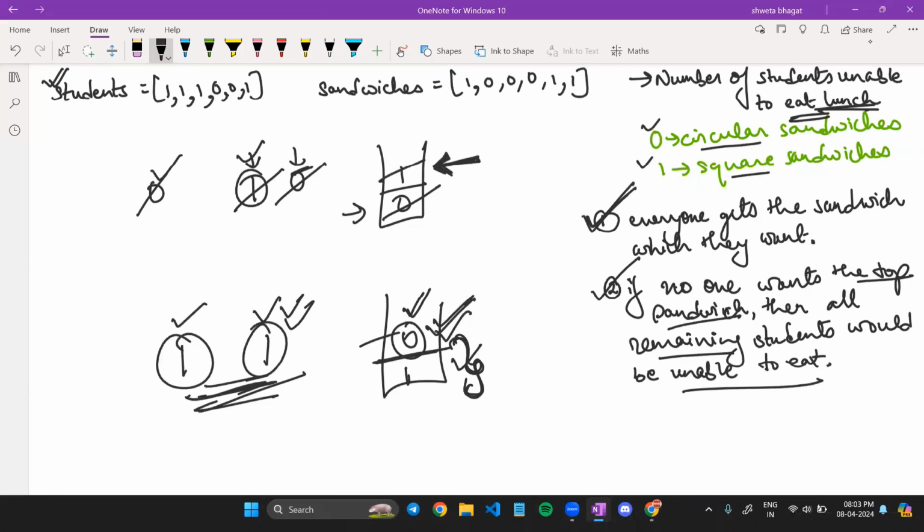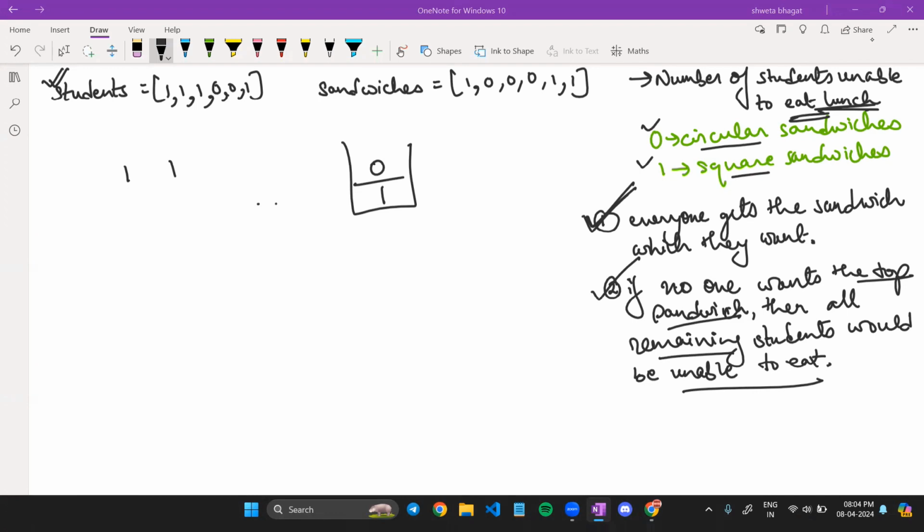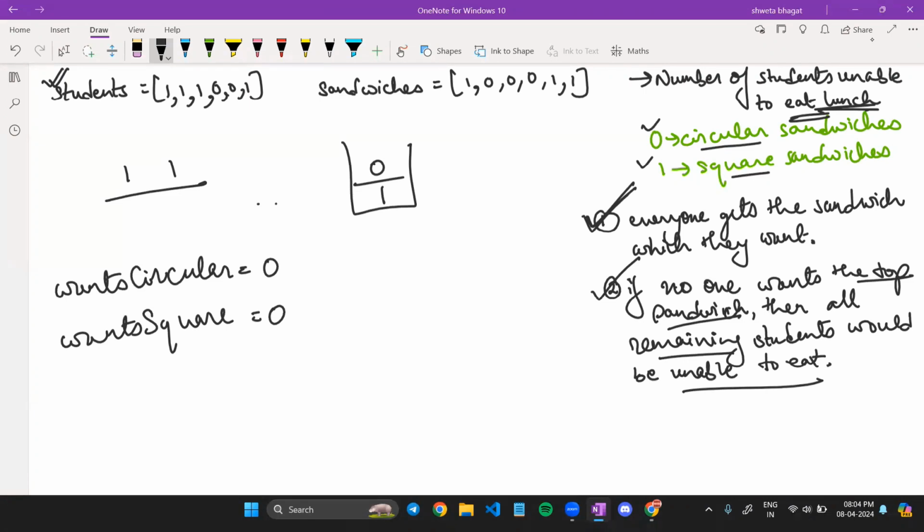So let's see how we can solve this problem. We understood one thing over here, that we need to keep track of which student wants which sandwich, correct? So we can say that if we have a variable like wantsCircular, in which we will store the count of the students who want a circular sandwich, correct? And similarly, we can have another variable called wantSquare that will represent the count of students who want a square sandwich. So in this example, we can see how many students want a circular sandwich.